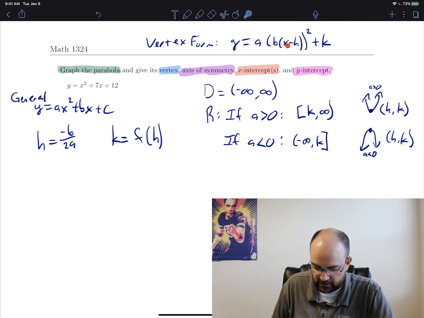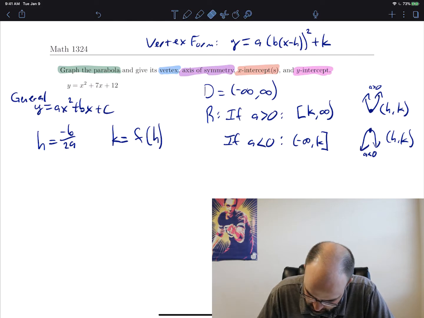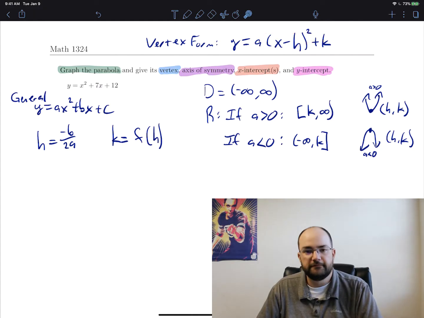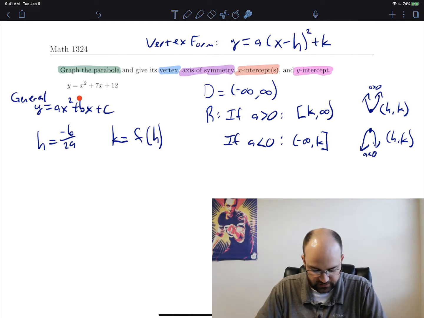Generally speaking, we specifically have it like that: a times x minus h squared plus k. There is no b in the vertex form. For the general form, there is one.